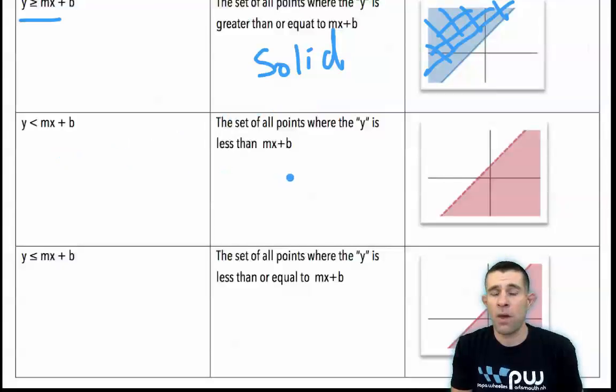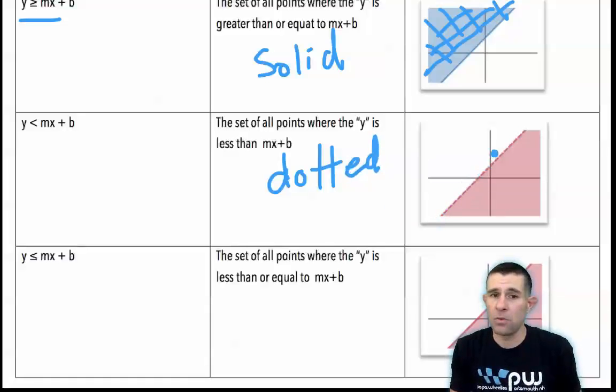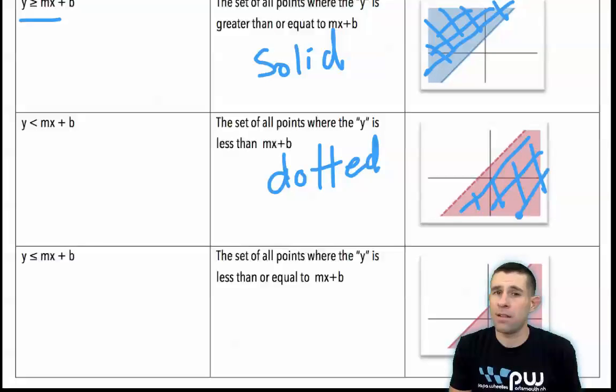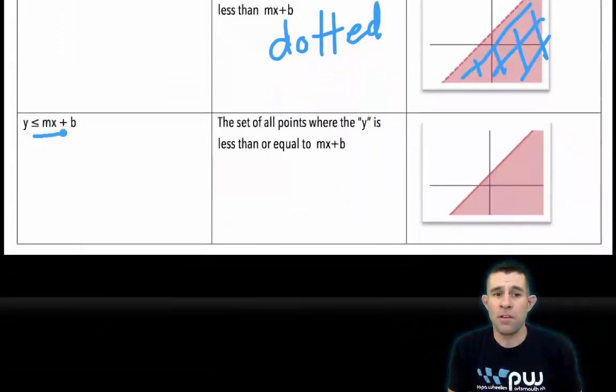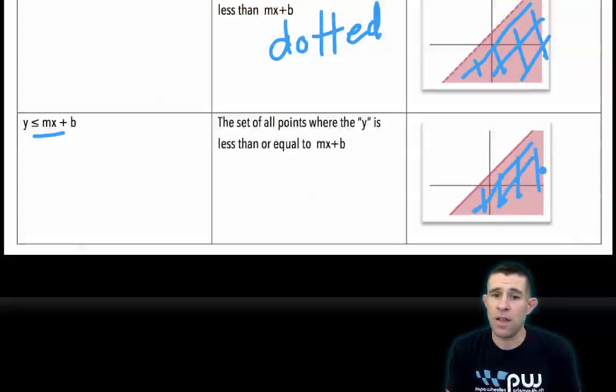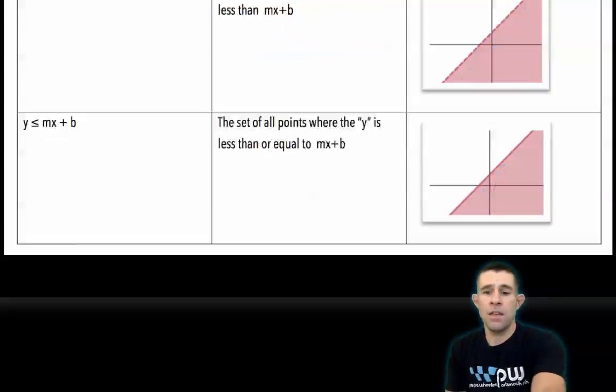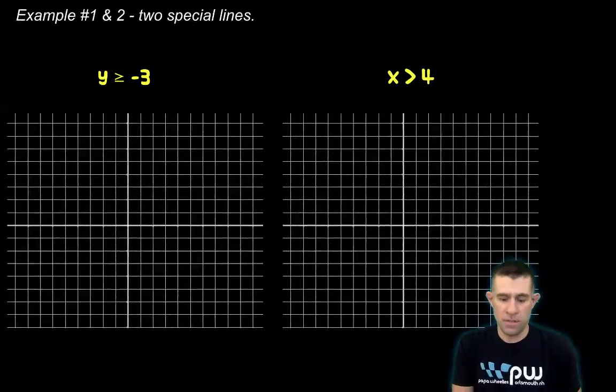The next case is where y is less than mx plus b, and again here you're going to see a dotted line, and that dotted line indicates that it cannot be equal to the points on that line, but it in fact is the region that appears below that dotted line because it's all the y's less than. The next possible case here is when y is less than or equal to mx plus b, and again you'll notice that we have a solid line and our shading appears below that solid line, and it also includes that solid line.